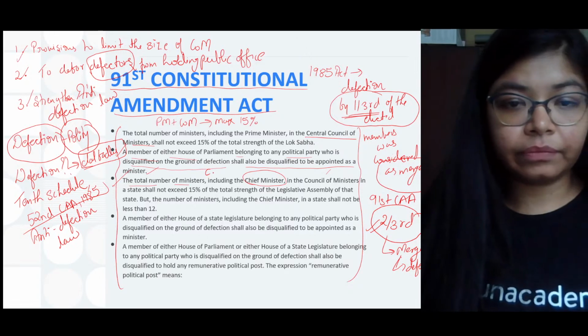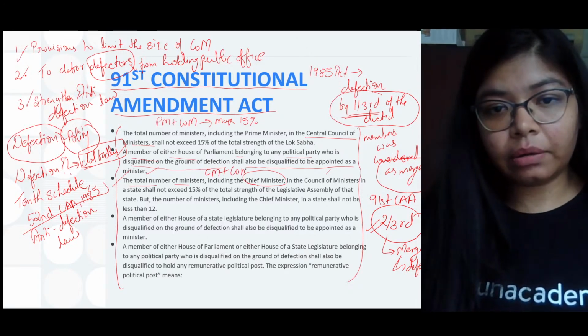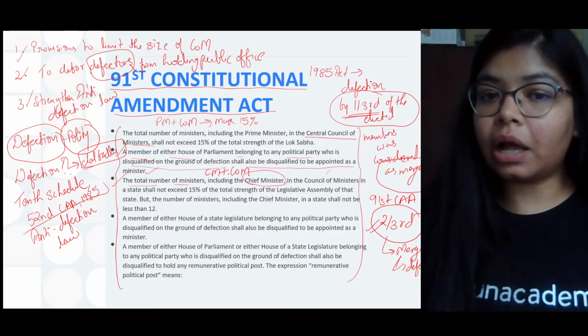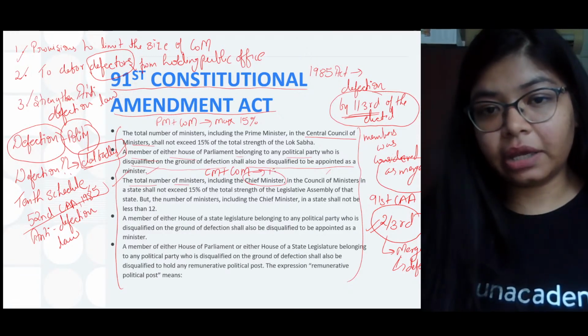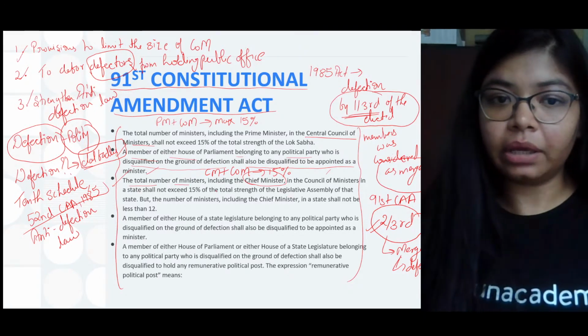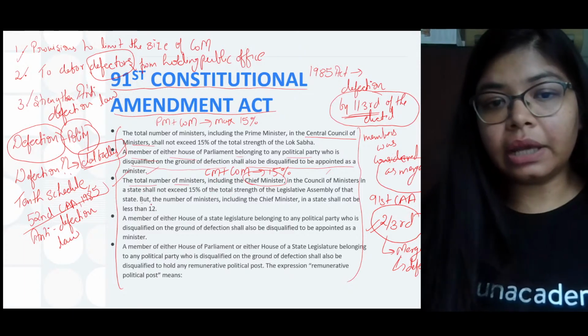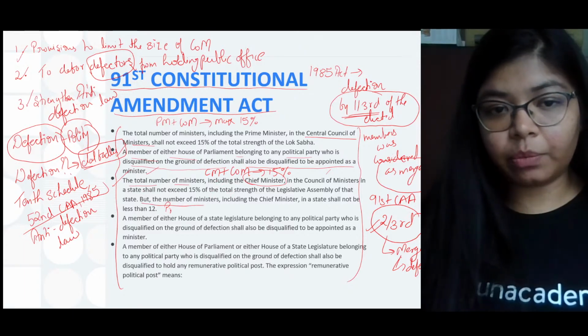पे हो रहा है. ओके, CM प्लस इनकी जो काउंसिल ऑफ मिनिस्टर्स है उसका मैक्सिमम स्ट्रेंथ भी 15% होगा. ओके, बट यहां पे आता है इसमें एक प्रोवाइजो.